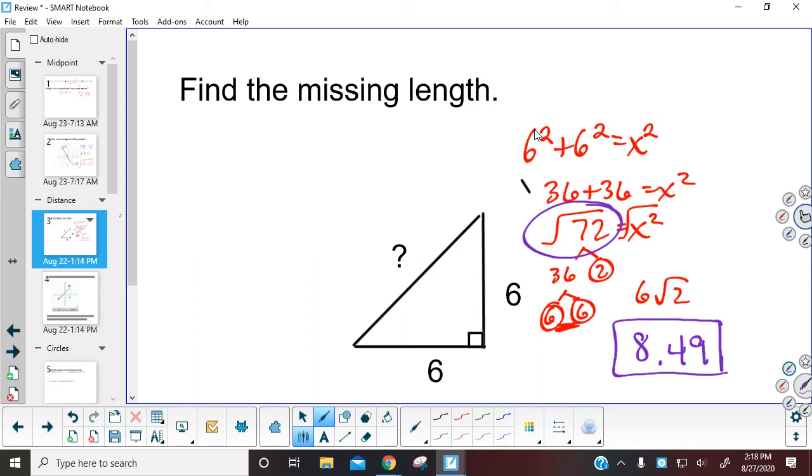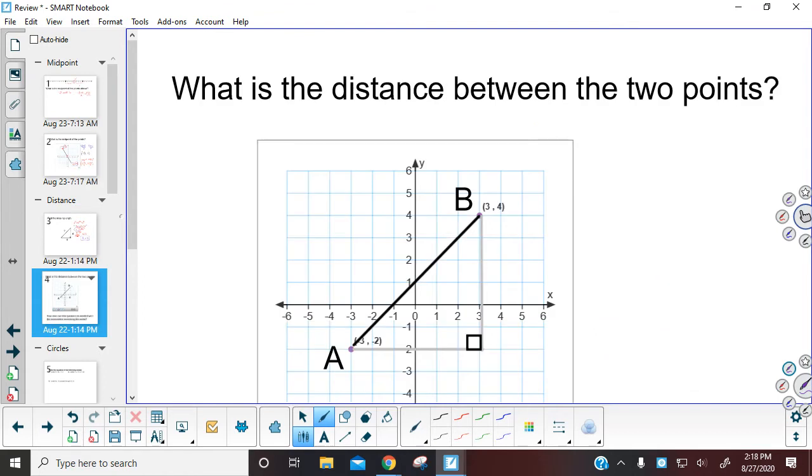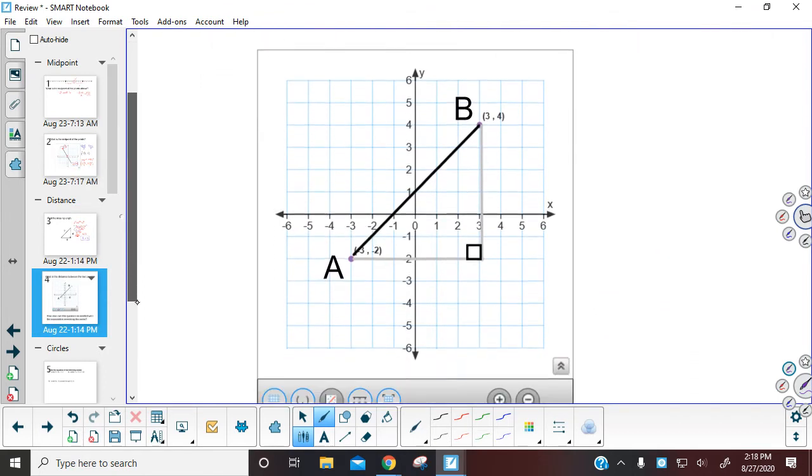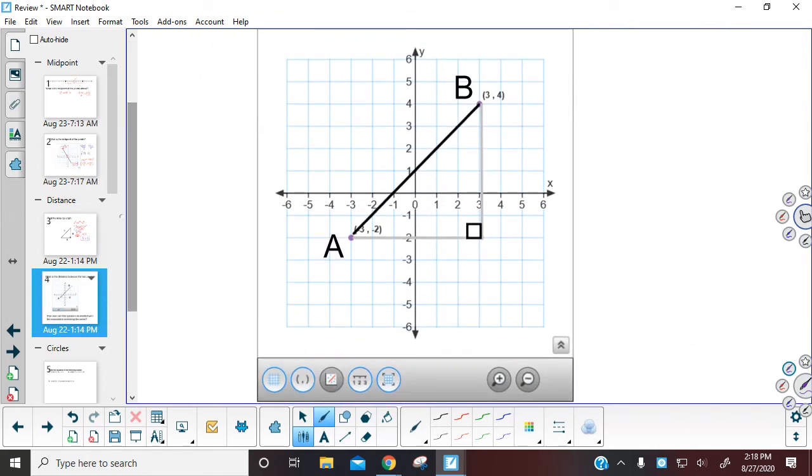Now, when you do the distance within a coordinate plane, it's the same concept. So when you look at this example, we are going to be finding the distance from A to B. You could think of this triangle that I have sketched here as being drawn in. To find the distance from here to here, I'm going to find the difference between my x values. So the difference between my x values is 6.